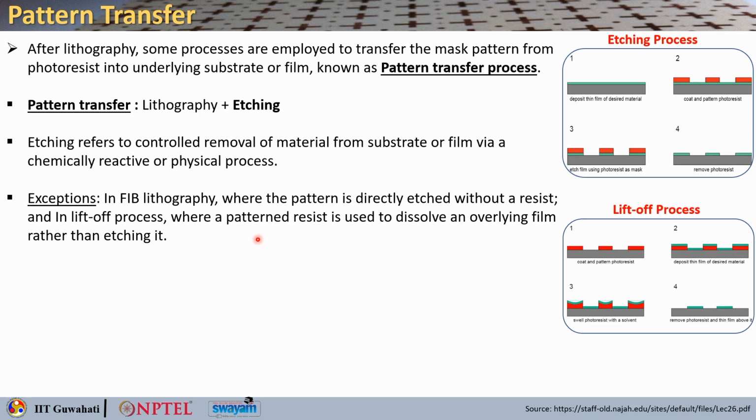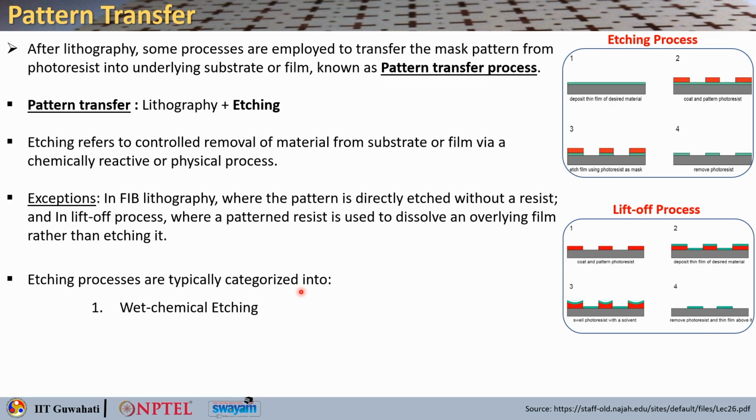There are some exceptions, like in FIB lithography where the patterns are directly etched without a resist, and in the lift off process where a patterned resist is used to dissolve an underlying film rather than etching it. So, etching processes can typically be categorized into wet chemical etching and dry etching.